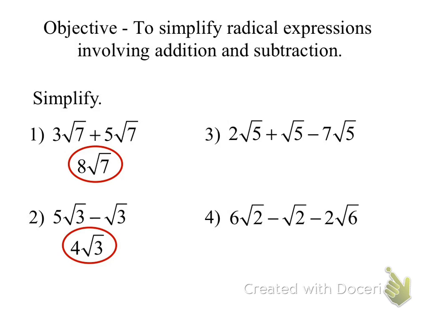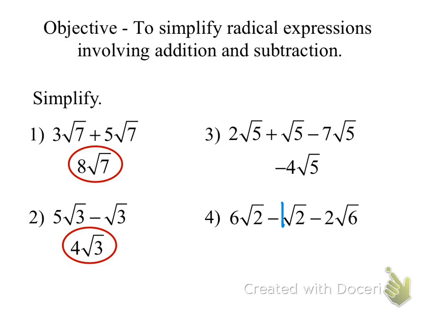Okay, and the last one, why don't you all do it on your paper? All right, Charlie, why don't you help me out with this? Explain. Okay, so 6 radical 2 and radical 2 have radical 2's, but radical 6 isn't radical 2, so you can't subtract that.